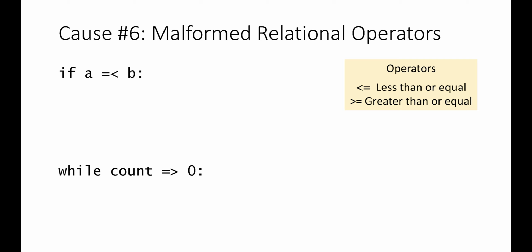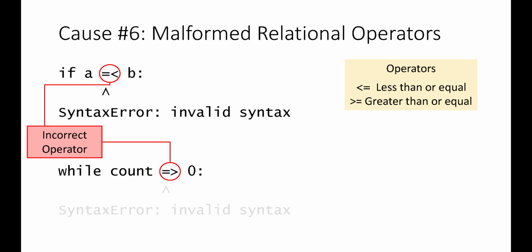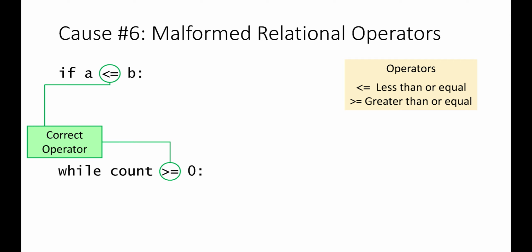The relationships for less than or equal to and greater than or equal to are represented by the two-character sequences less than equal and greater than equal respectively. The order of the symbols in these operators is significant. Using equal less than or equal greater than is not correct and results in a syntax error. When this occurs, Python identifies the offending sequence of characters. Replace equal less than with less than equal, or equal greater than with greater than equal, to correct the error.